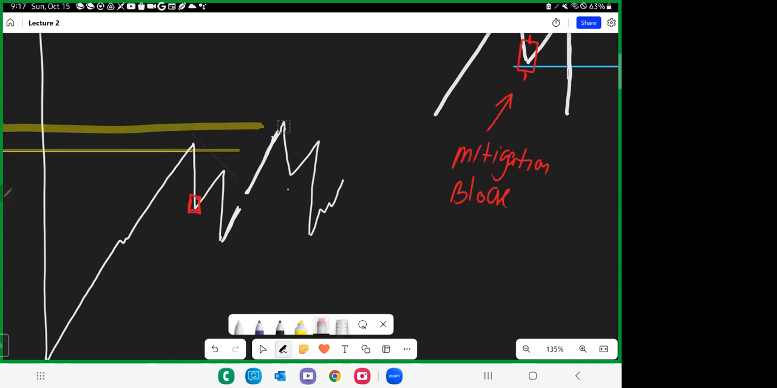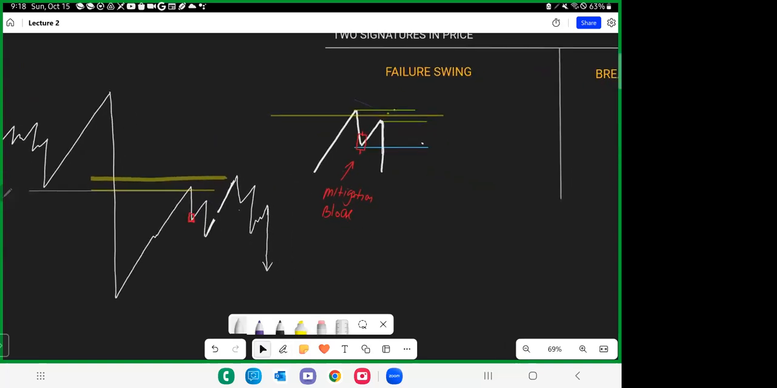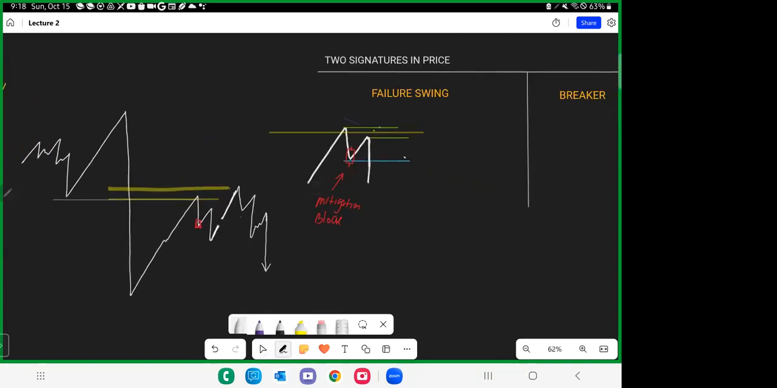We run out that high and we form another failure swing. However, this failure swing happens to be created after taking out pre-existing liquidity. So this trade in this case, without us going through an entry model or anything of that sort, I'd be much more confident in taking that particular trade. So that is our failure swing. That's how we want to engage with that failure swing.